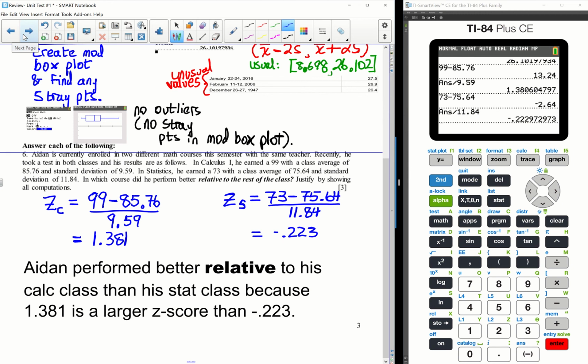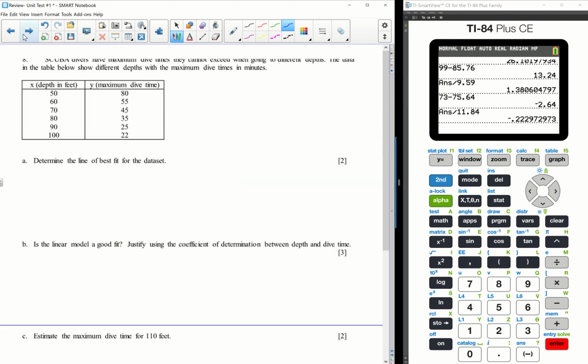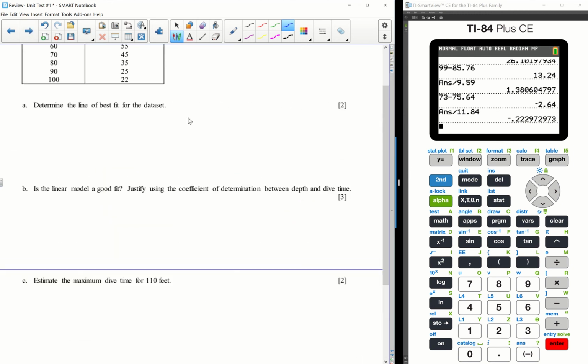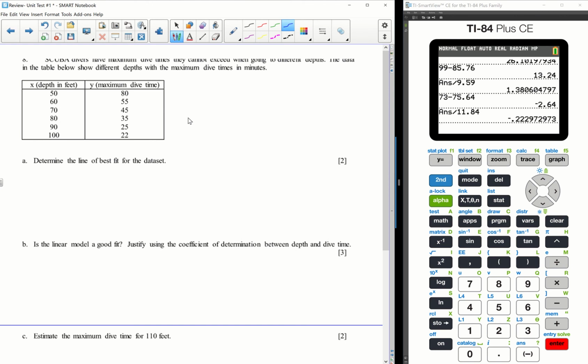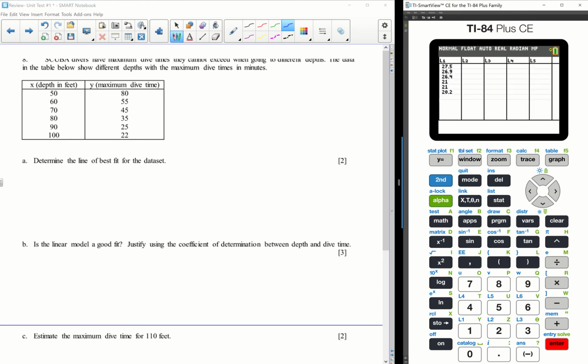All right. Last question. Get you all out of here. Scuba divers have maximum dive times that cannot be exceeded when going to different depths. The data in the table below shows different depths with the maximum dive times in minutes. All right, so context is wonderful, but we still have to type the data in.